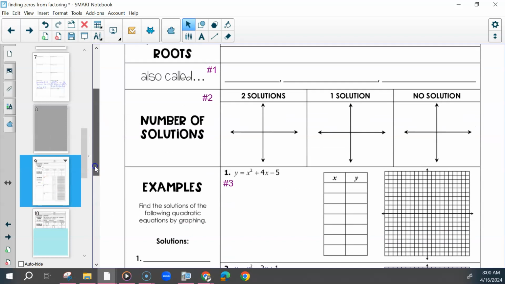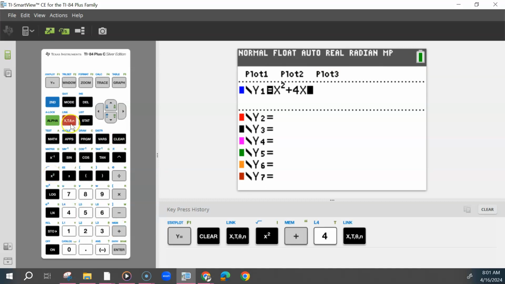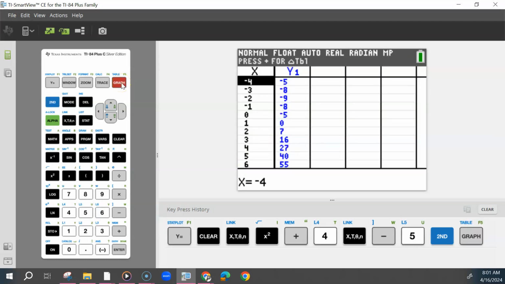In your calculator, go ahead and put this in your y equals. And go into your table, second graph. A quick way to find your vertex is look for your y values that are repeating and find the middle of those. Where would that be?